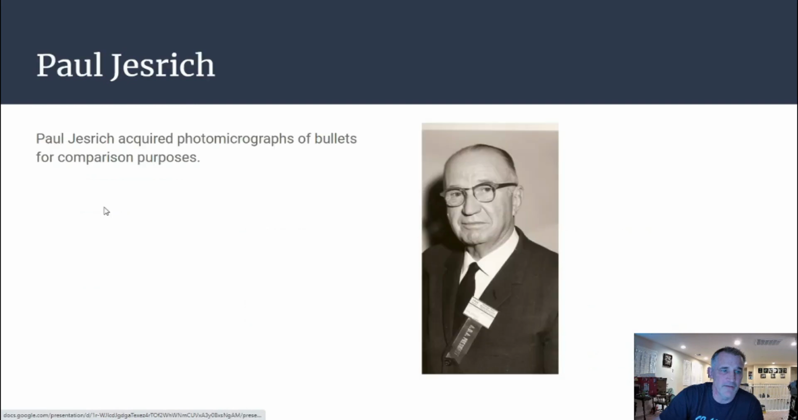And then you have Paul Jesrich. He acquired photo micrographs of bullets for comparison purposes, so he made more headway in the field of ballistics.